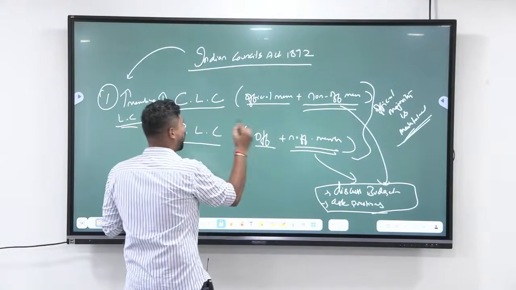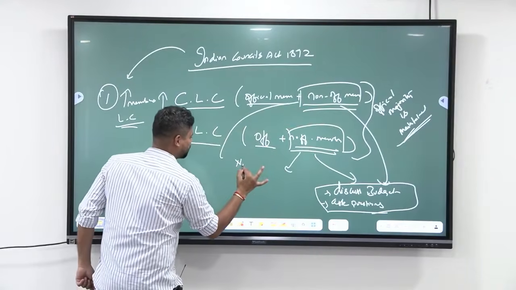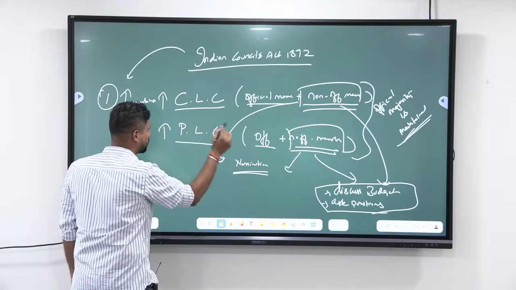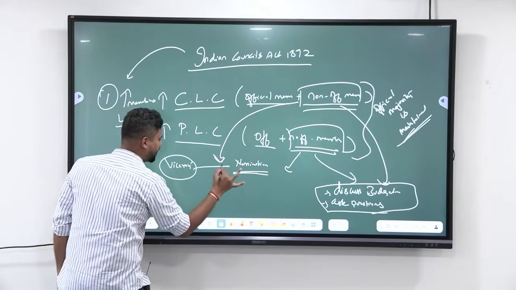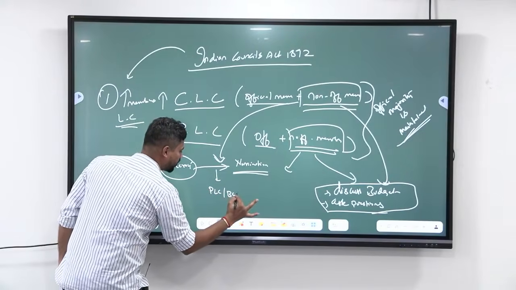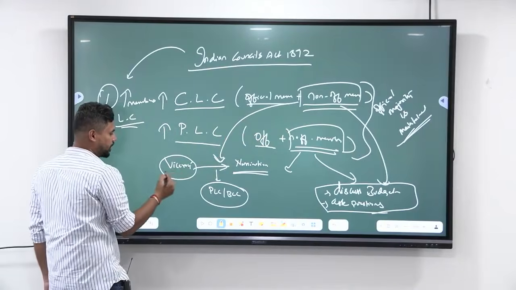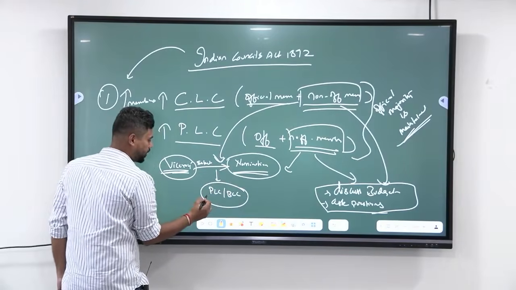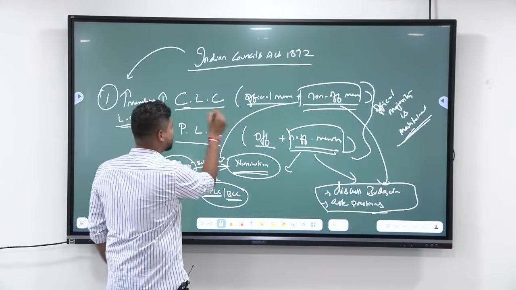Next, for these unofficial members, they will create some type of nomination. For the Central Legislative Council, the non-official members are selected by the Viceroy from the nominations given by the Provincial Legislative Councils and the Bengal Chamber of Commerce. Look at this. For the non-official members in the Central Legislative Council, the Viceroy will select them from the nominations given by the Provincial Legislative Councils and the Bengal Chamber of Commerce. This is for the Central Legislative Council.